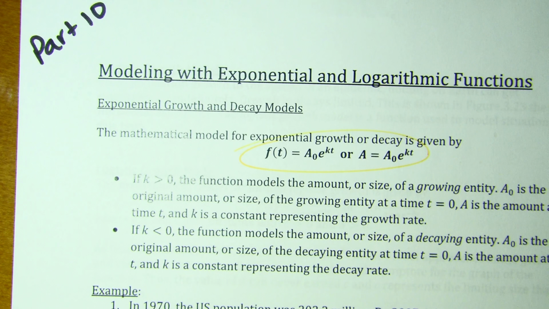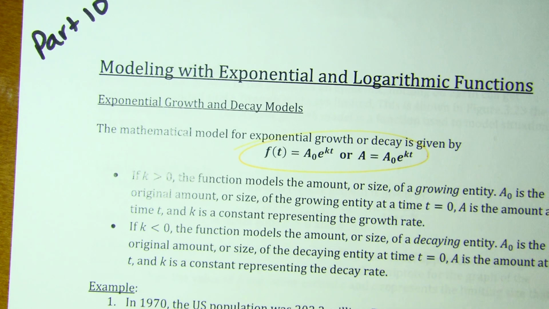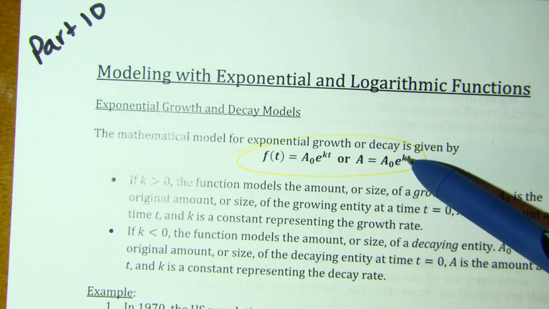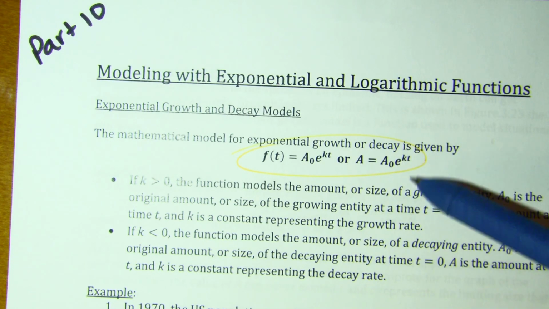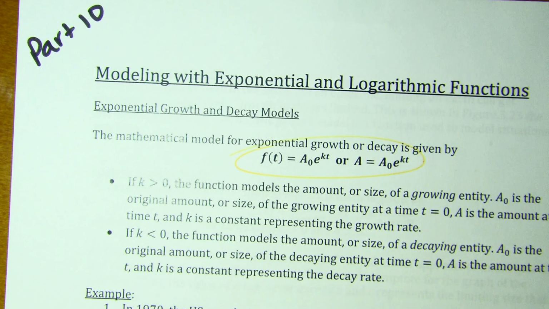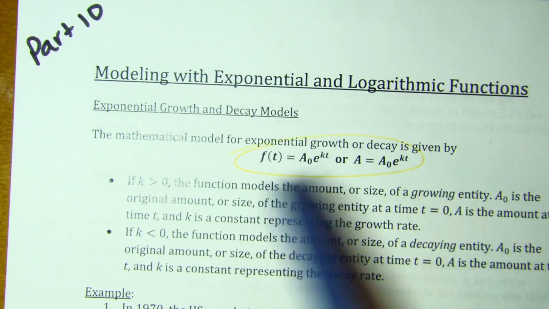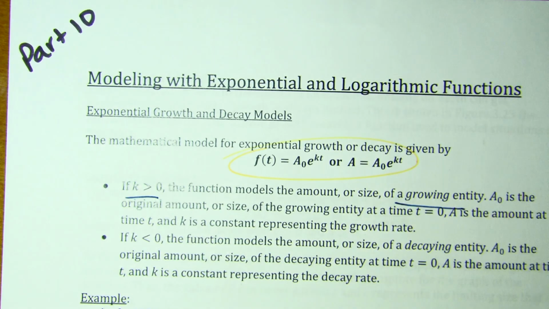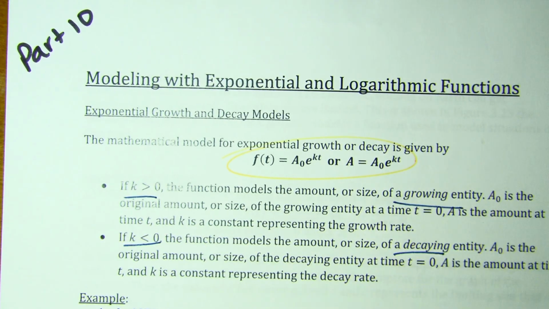And then e is just the number e, so that 2.71 that we've been using for this whole unit. And then k is a rate, so maybe the rate that something is decaying, or the rate at which population is growing. And then t is representing time. Now, if that k value is greater than 0, then this is a growth, and if it's less than 0, it's a decay.